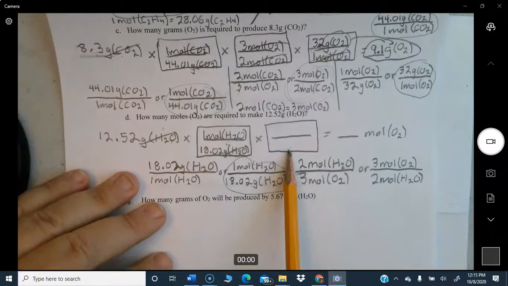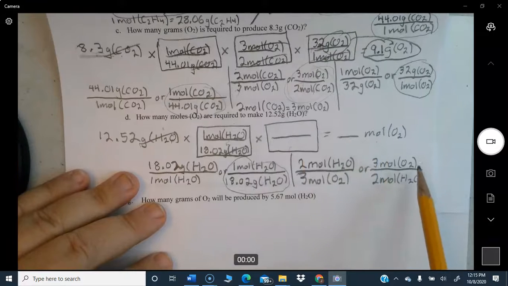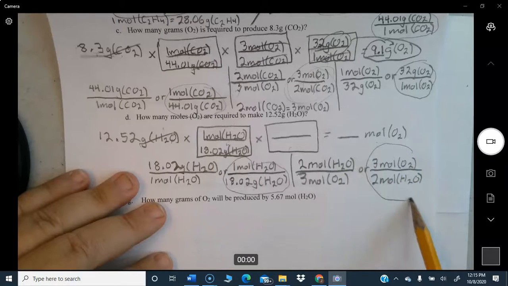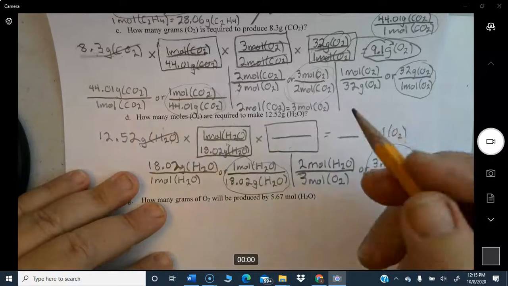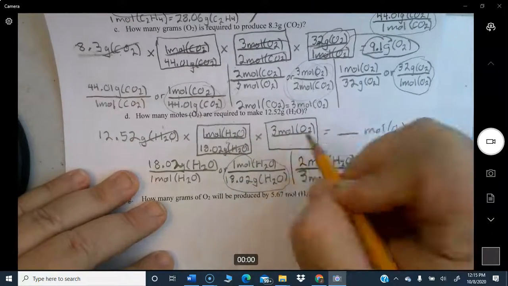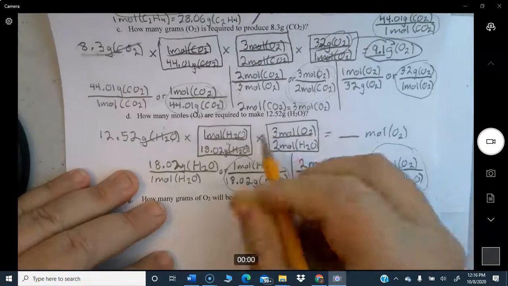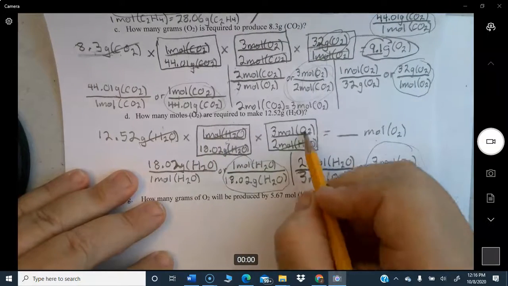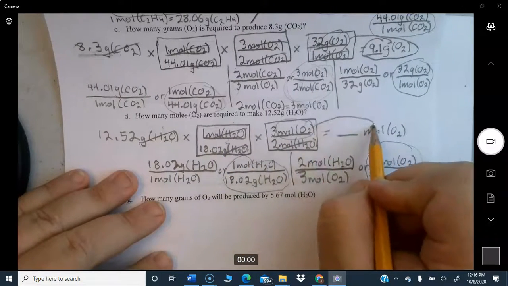All right, so to cancel out, I need moles of O2 to appear on the top. So that's going to be this one. It has moles of H2O on the bottom and moles of O2 on the top. Moles of H2O cancels. Moles of O2 is the final unit for the answer.